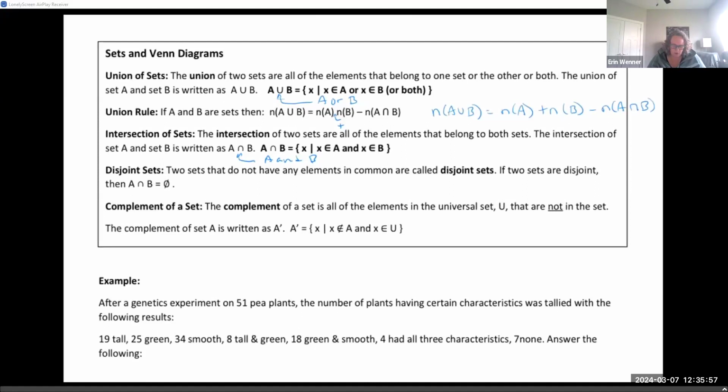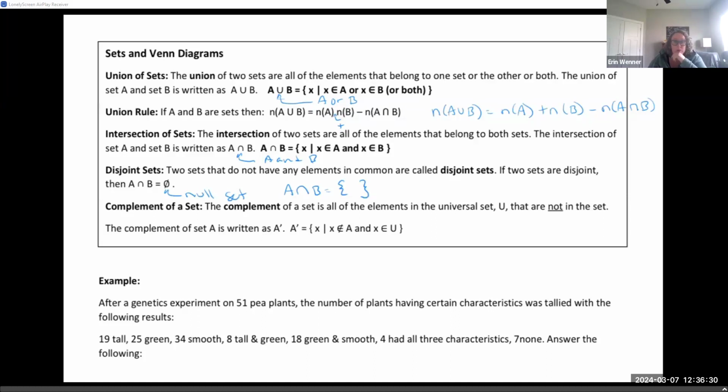Sets that do not have anything in common are called disjoint sets. If two sets are disjoint, that means that the intersection is equal to the null set. This is the null set. Don't write 0, okay? Because that would indicate that the intersection of A and B is 0, which is a value. We have to have the null set. Another way we can write this is A intersect B can equal the empty set, which is the set with nothing in it.